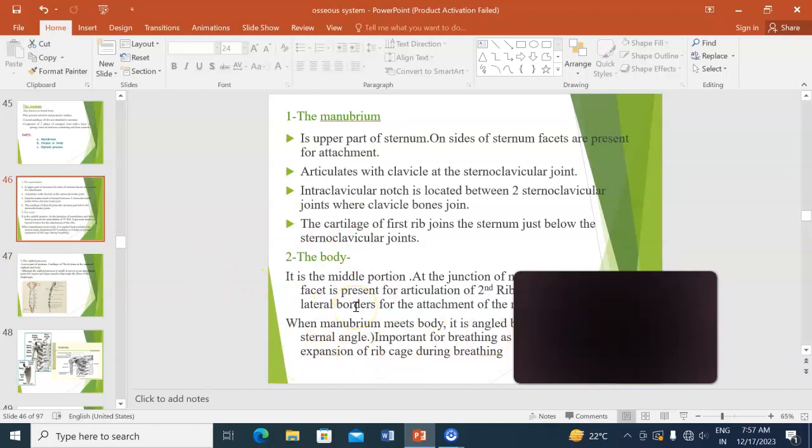Now when the manubrium and body meet, the body is angled slightly backwards. That angle is called the sternal angle. The importance of this sternal angle is that it is important for breathing. While we breathe, it will help in expansion of the rib cage to the slightest amount. So whenever the manubrium meets the body, at that meeting point there is an angle formed backwards, and this angle will help in expansion of the rib cage during the process of breathing.